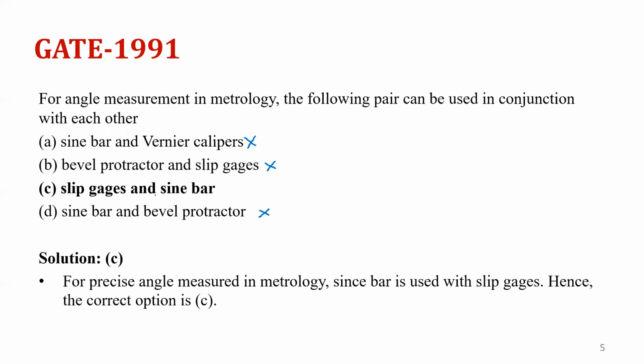But the slip gauge combination and the sine bar can be used for measuring the angle in metrology. So in combination of the slip gauges with the sine bar can be used for measuring the angle. So if you see this statement, for precise angle measured in metrology, sine bar is used with the slip gauges. So the correct option is C.